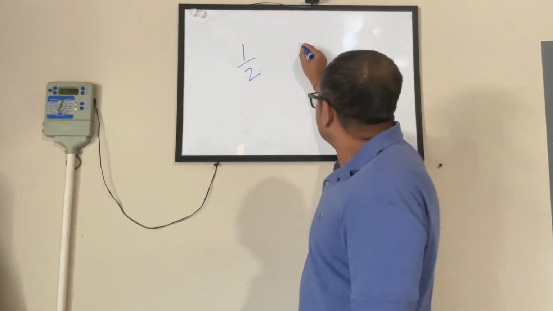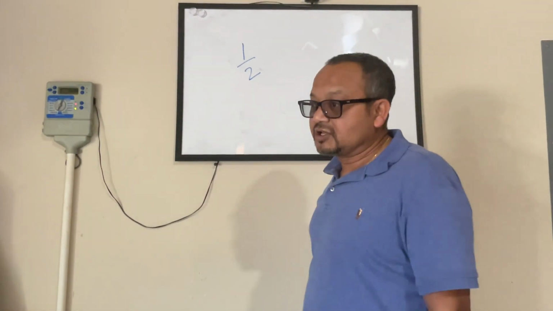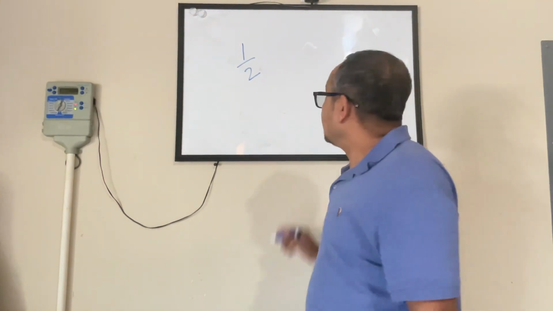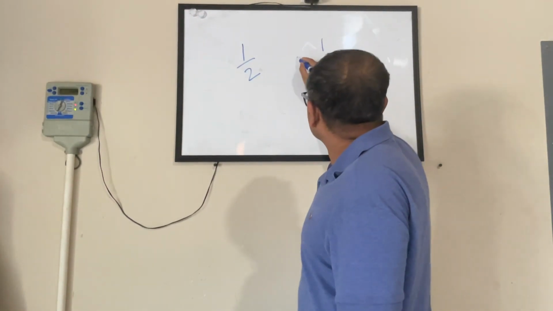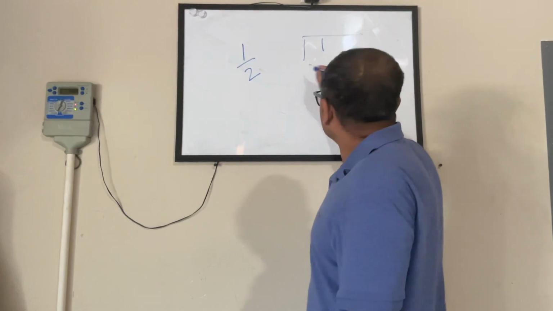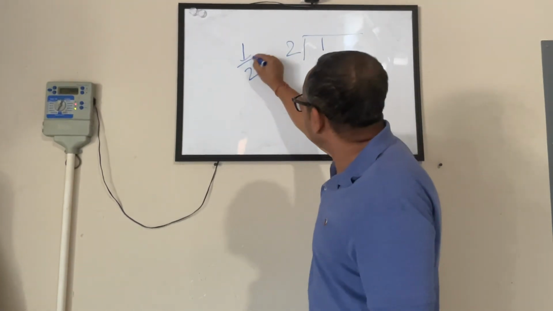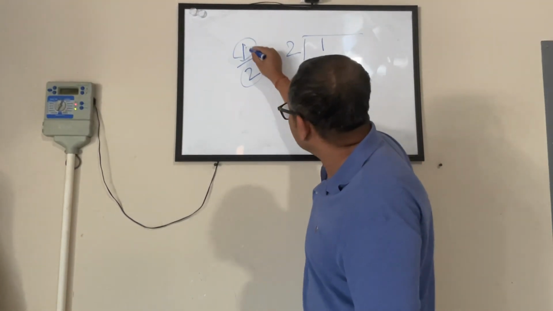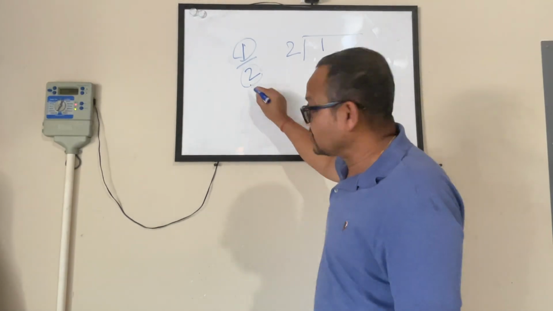Now, here, 1 by 2, what does it mean? 2 divided by 1. No, 1 divided by 2. Oh. Yeah? So you are dividing 1 by 2. See, 1 divided by 2. This is how you will read it, okay?